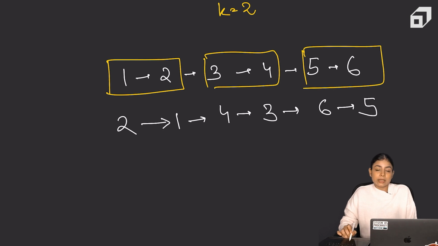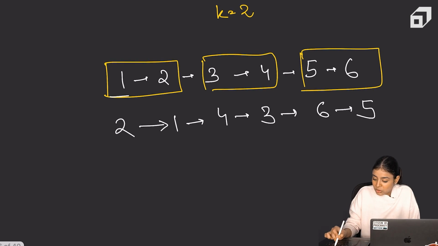This should be easy, right? If we traverse the list in k parts, we should be able to reverse it. How do we connect these parts? These parts of the linked list, or sublists, which are of k length.